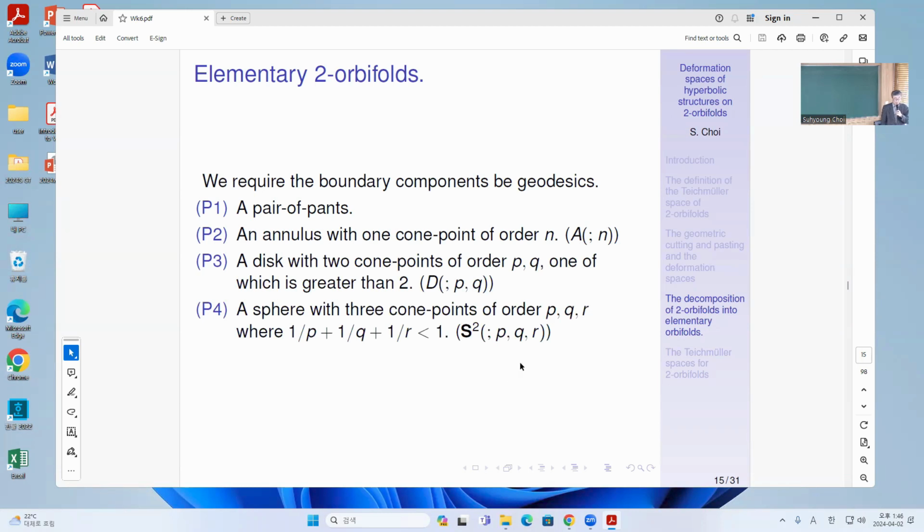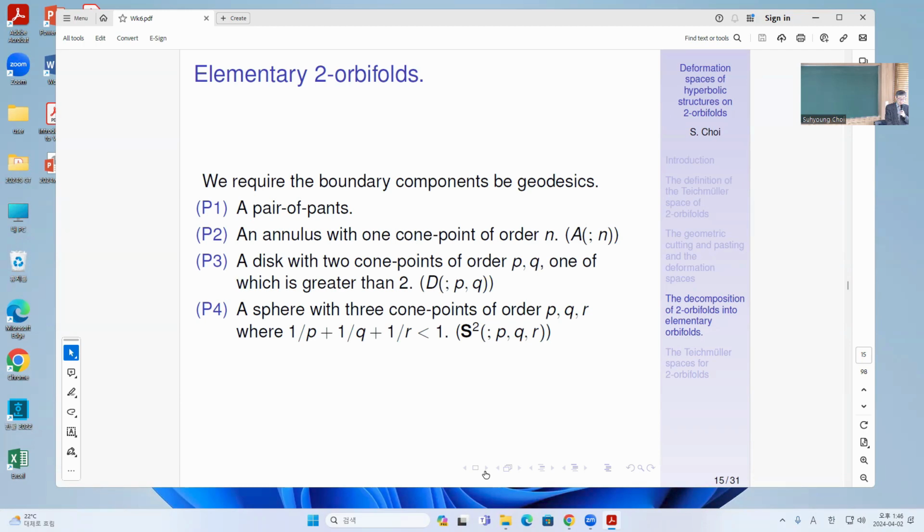And the sphere with three cone points of orders p, q, r, when 1/p plus 1/q plus 1/r is less than 1. Okay, so you write S^2; p, q, r. S^2 means the sphere. So those are the three most important ones.